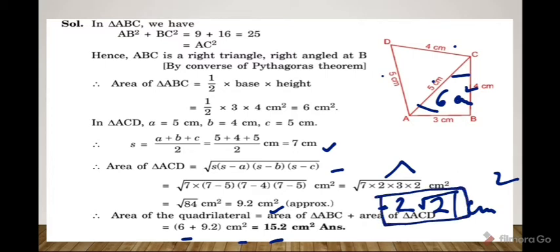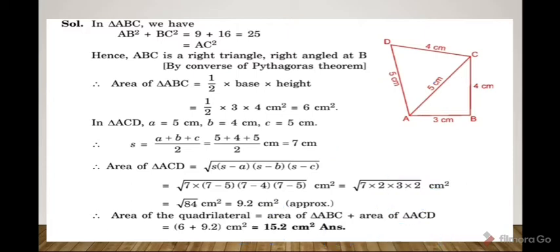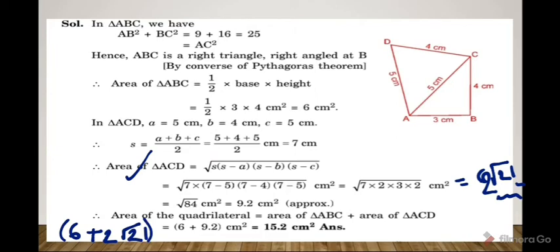If you leave the answer in this way, then your last answer will be 6 plus 2 root 21 centimeter square. If you write your answer as 2 root 21 for the area of ACD, then the area of the quadrilateral will be 6 plus 2 root 21. This will also be the correct answer.